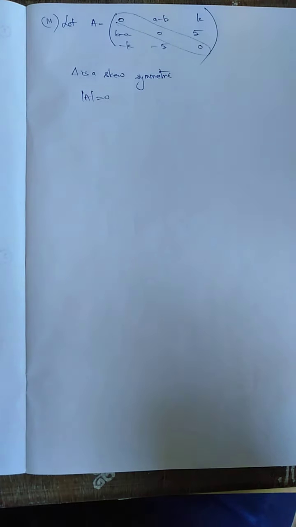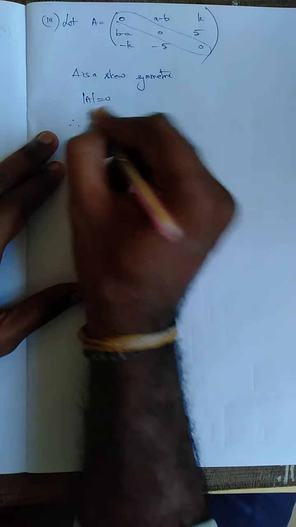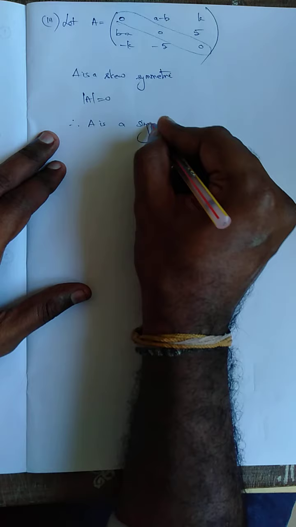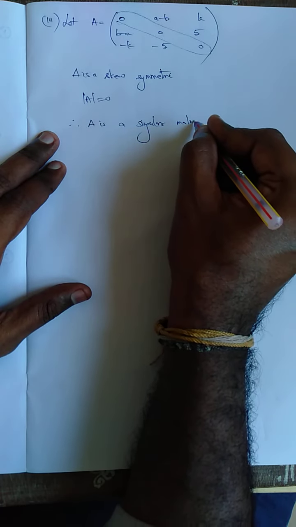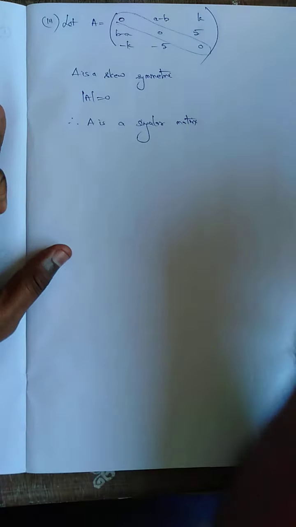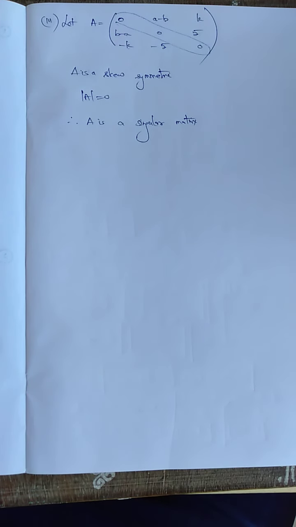You can straight away write the answer. Determinant of A is equal to 0. Therefore A is a singular matrix. You can finish the sum very easily. Otherwise you can expand and do the sum. Otherwise you can write like this, no problem. This sum is very easy when compared to all the sums.